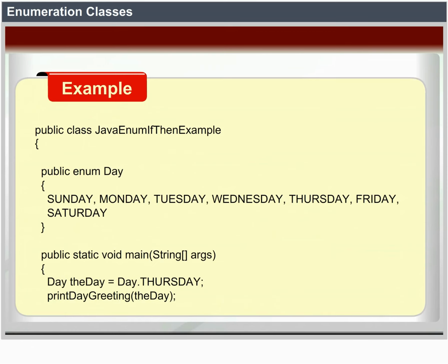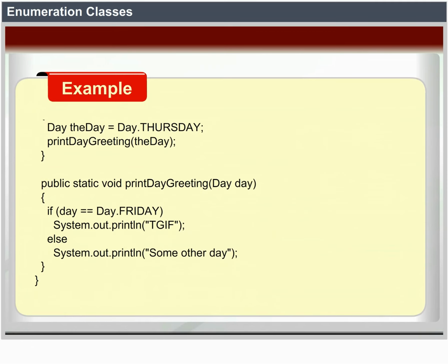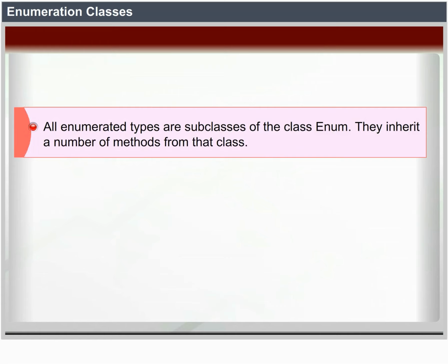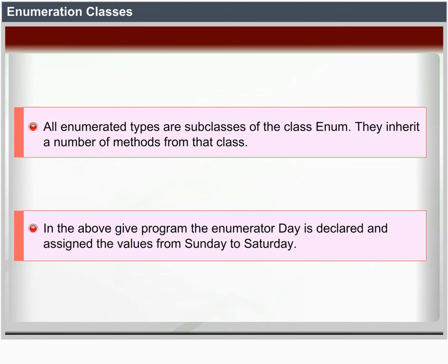Example: All enumerated types are subclasses of the class Enum. They inherit a number of methods from that class. In the above given program, the enumerated Day is declared and assigned the values from Sunday to Saturday.